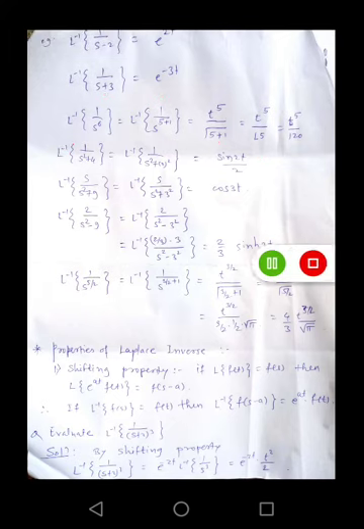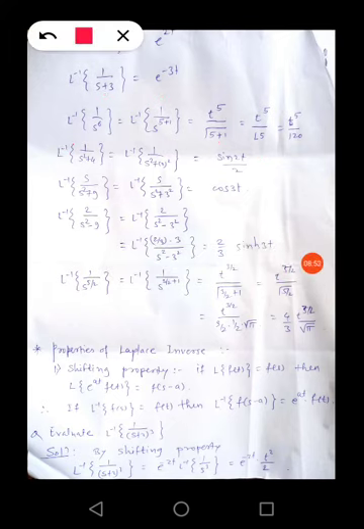Okay. Now let's see the next one. Properties of Laplace inverse transform. So the first property is the shifting property. As we have seen a shifting property in Laplace transform, a similar kind of property is here. So we may take first the shifting property of Laplace transform. If Laplace of f of t is equal to F of s, then Laplace of e raised to at f of t is equal to F of s minus a.